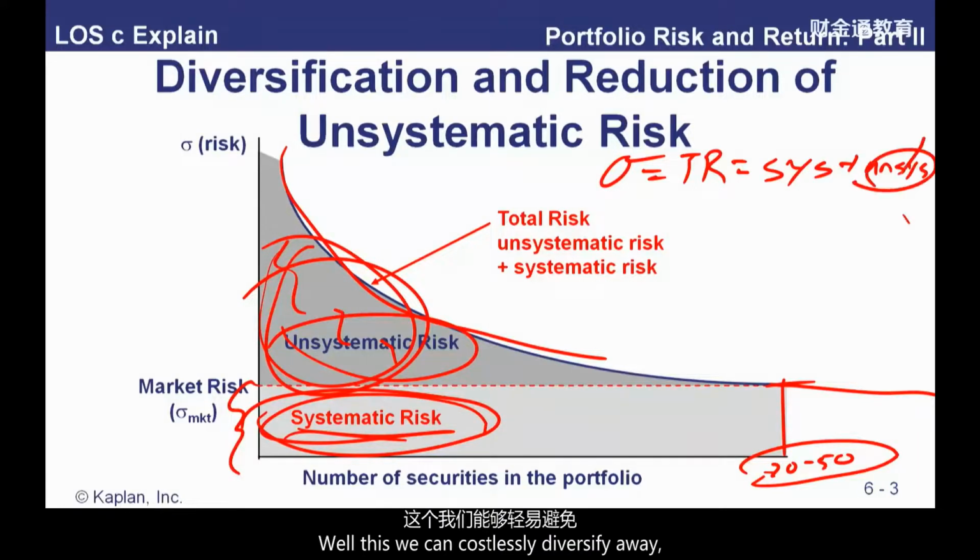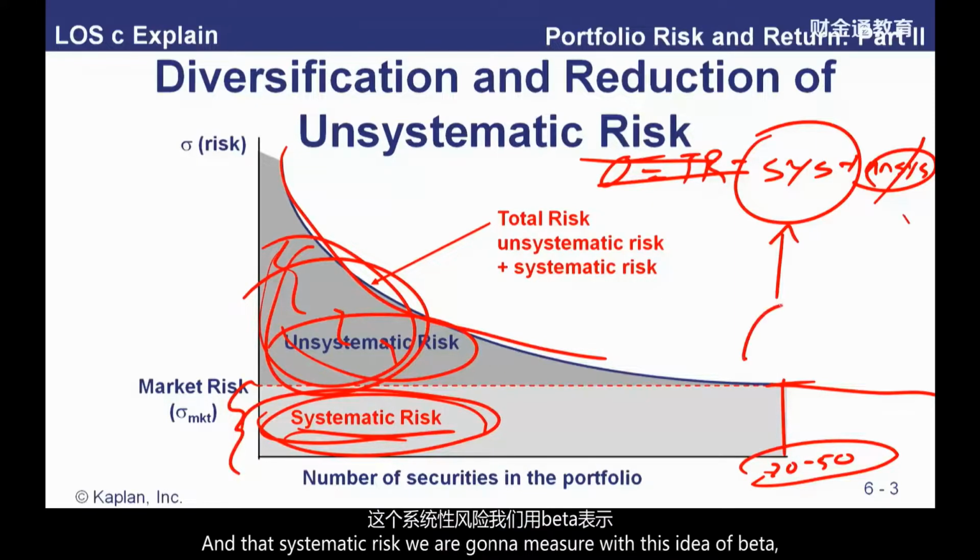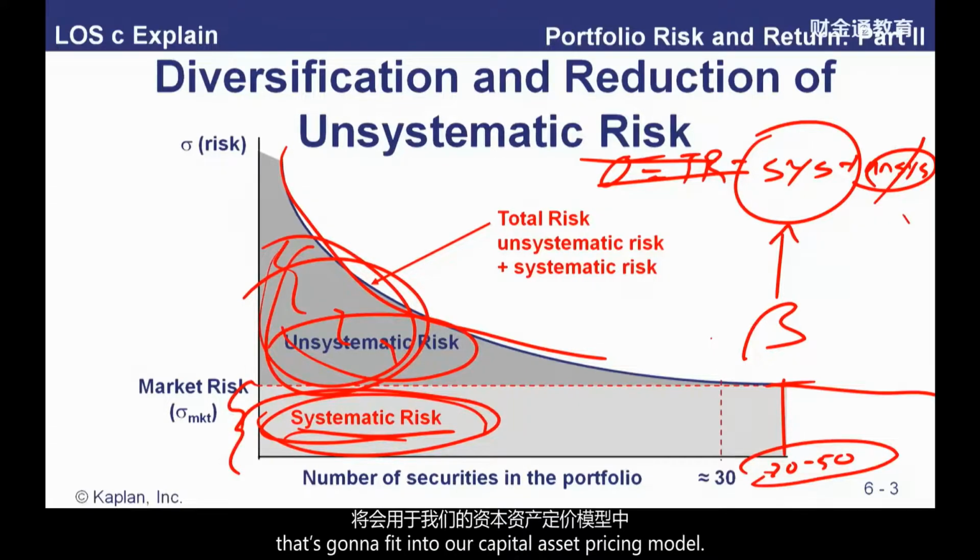We can costlessly diversify these away, so we're not interested in this total risk. The risk that you should be rewarded for bearing is the risk that you cannot get rid of. That is the systematic risk, and we're going to measure that systematic risk with this idea of beta that's going to fit into our capital asset pricing model.